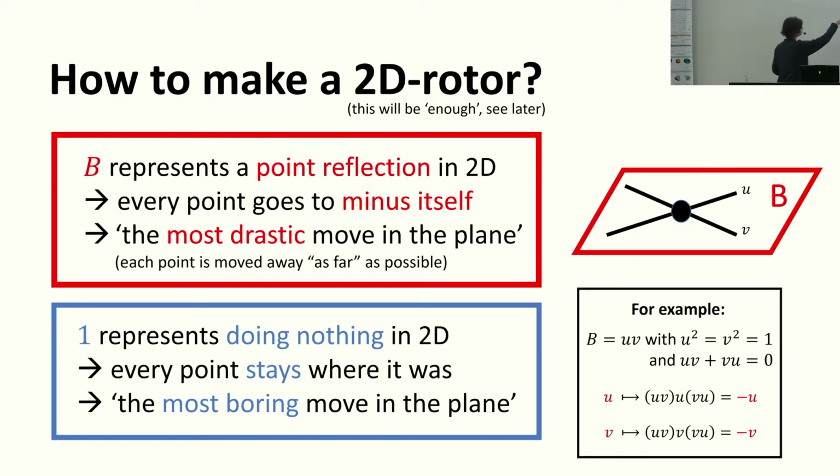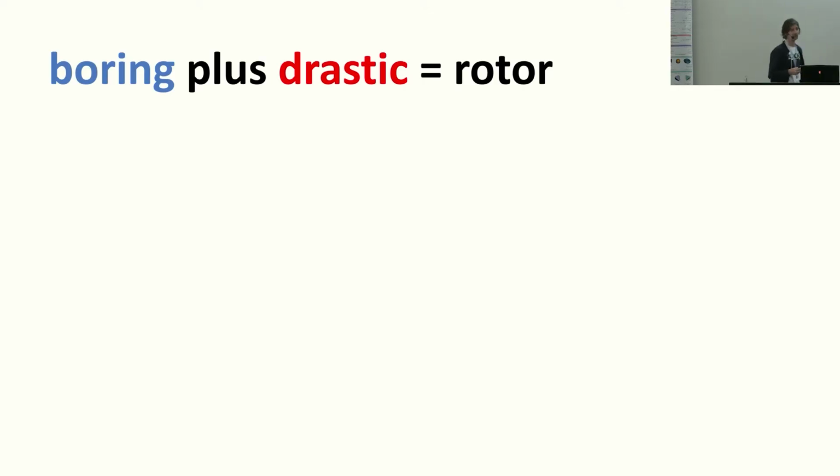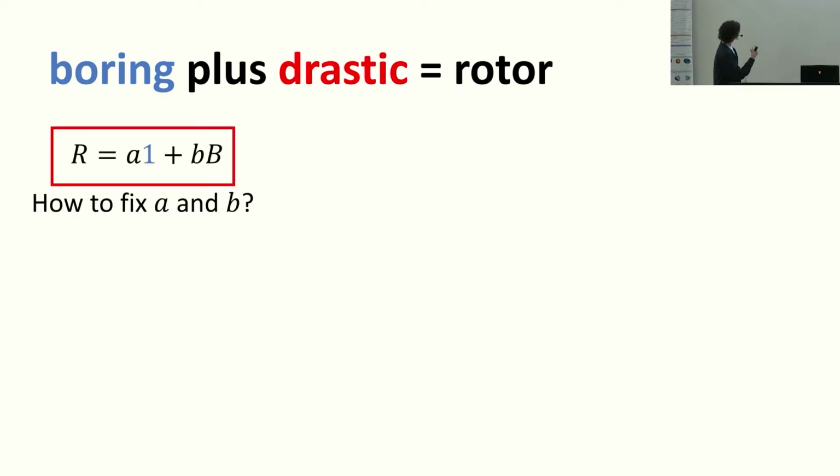I will not go into detail about the black box here. That's just the calculations behind. I know you're scanning it and you're reading it, I hope. But so these are my two ingredients, and if I have those, I can make a rotor. A rotor is just a combination of boringness and drasticness. So this is a rotor. It's a little bit of doing nothing and a little bit of doing something very drastically.